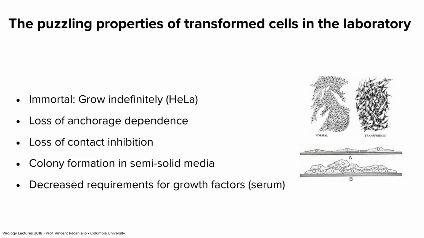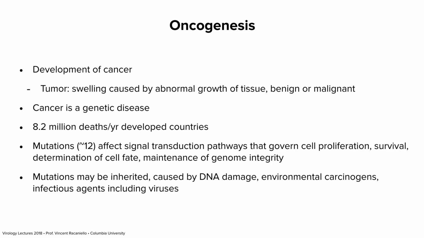So that's transformation. We're going to talk about how viruses transform cells, but already you should know that you can take a normal cell and transform it by mutagenizing it in some way. The other half of today's lecture title, oncogenesis, is the development of cancer. And cancer, of course, is a tumor which swells, caused by abnormal growth of tissue. Tumors can be benign, where they're self-contained and the cells don't migrate elsewhere in your body, or they can be malignant. They can metastasize and make small tumors elsewhere, which will eventually, of course, kill you.